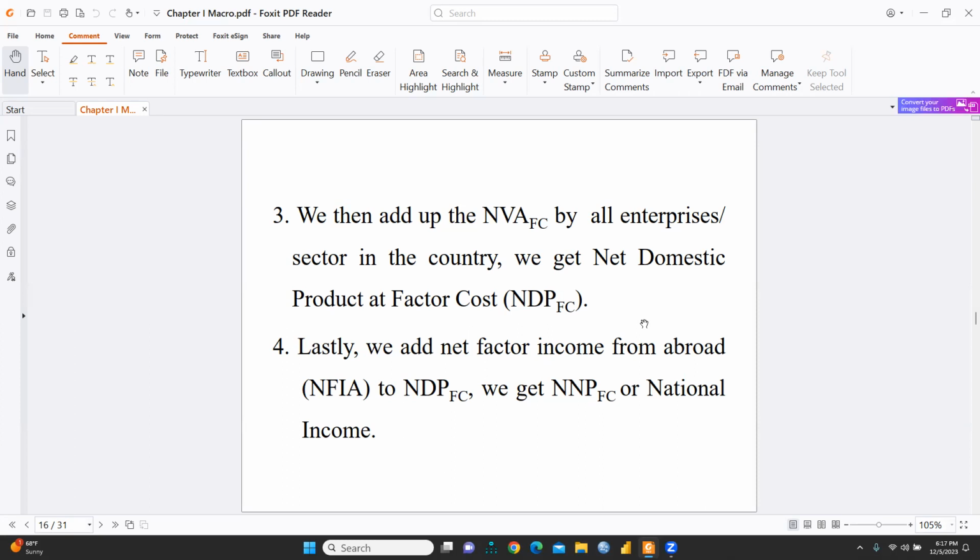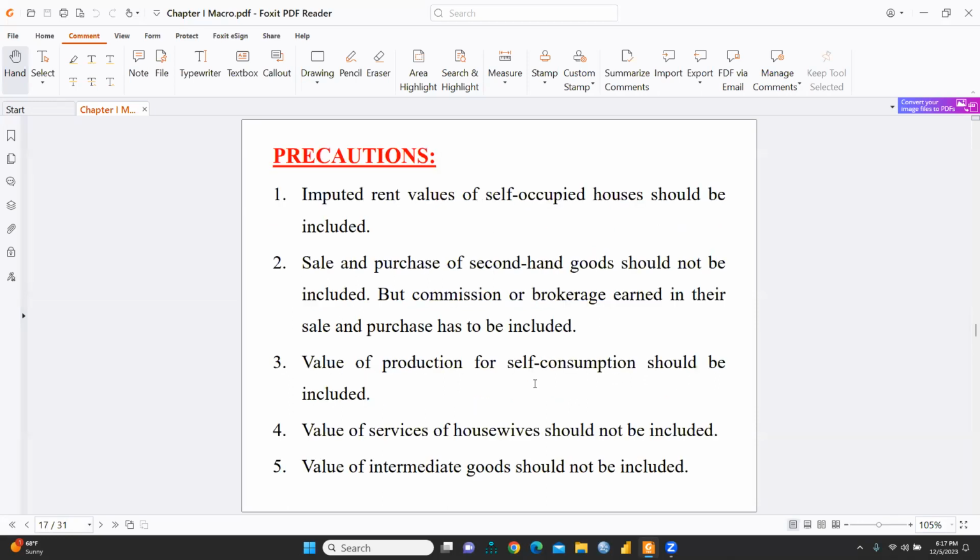So whatever the income they are earning, the difference of this income is known as net factor income from abroad. So NNPFC we can calculate when we add NDPFC plus NFIA. But at the time of value added national income, when we are opting for this particular method of national income calculation, what could be the precautions?